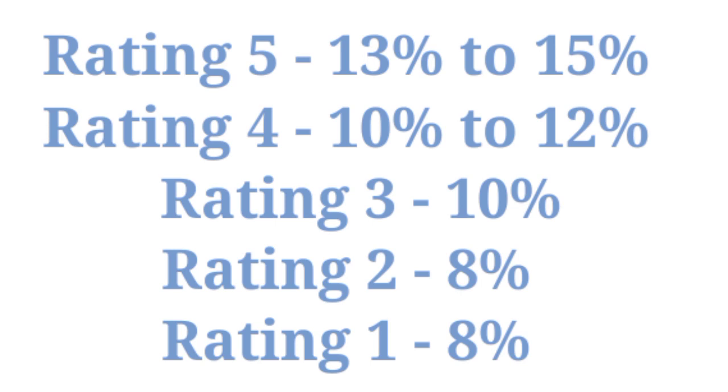The one who gets rating 5 gets the most hike, which ranges between 13 to 15% in most cases. Then comes rating 4, where the employees' hike ranges between 10 to 12%. While rating 3, which is the most common rating that most of the employees will get, can expect a hike of 8 to 10%. And coming to the lowest ratings, that is 1 and 2, mostly nobody will get these ratings, and there will be less hike. So this is how the hikes will be calculated based on your rating.